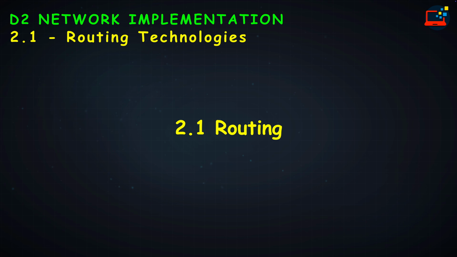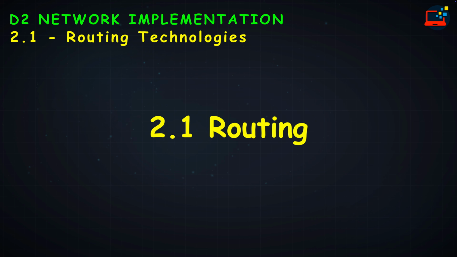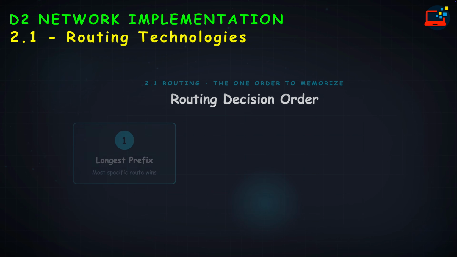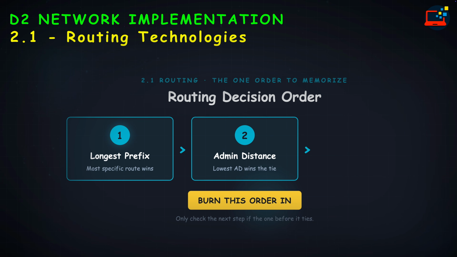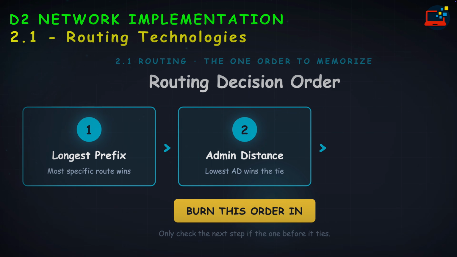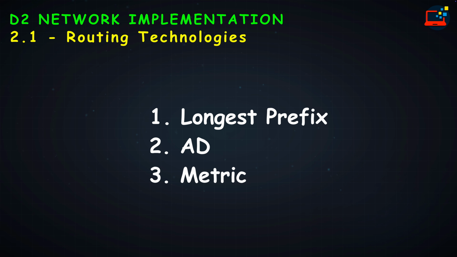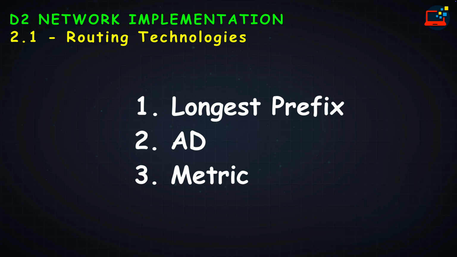That wraps 2.1. Routing is the heaviest section in Domain 2 because the exam loves to test the decision order. Longest prefix wins first, administrative distance breaks ties second, metric breaks ties third. If you remember nothing else from this section, remember those three in that order.